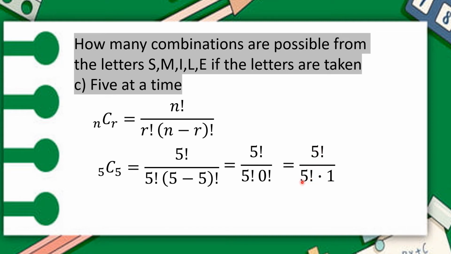So we can now cancel 5 factorial. It means the answer will be equal to 1. So it means we can have 1 combination when we take 5 letters at a time from the letters SMILE.